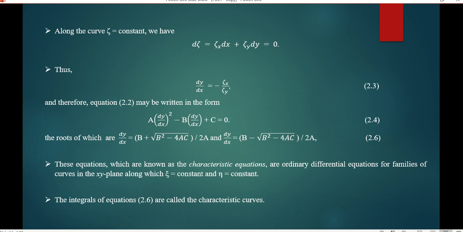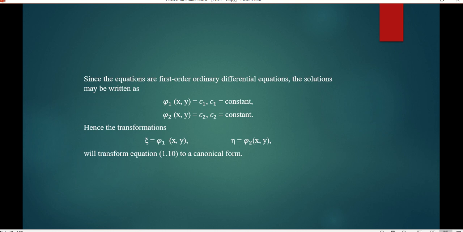So we have the characteristic equations which are represented here, that is dy by dx equal to b plus or minus root of b square minus 4ac divided by 2a. And these equations are known as the characteristic equations, an ODE for a family of curves in the xy plane along which psi and eta are constant. The integrals of equation 2.6, that is the solutions of equation 2.6, are called the characteristic curves.